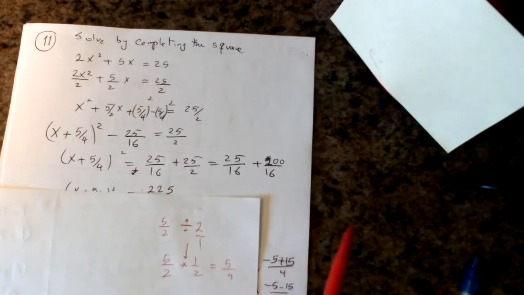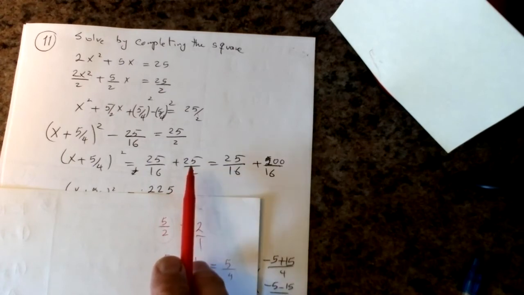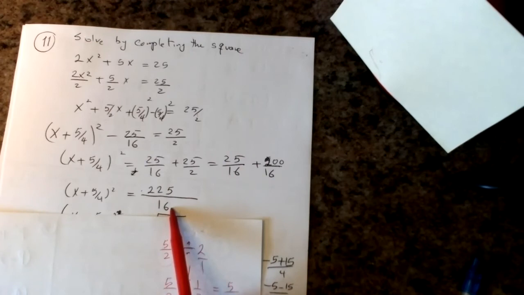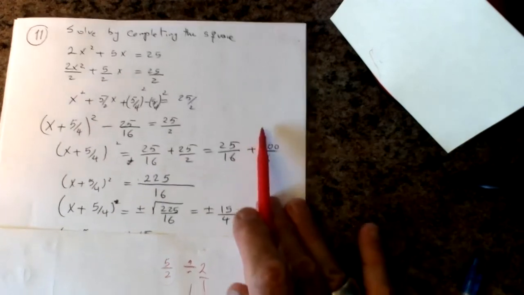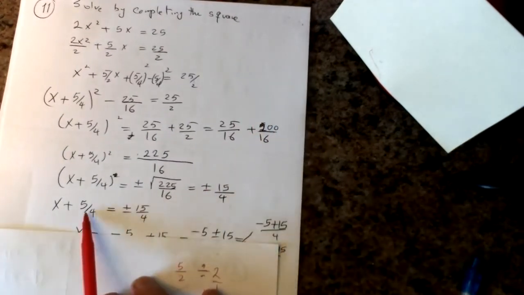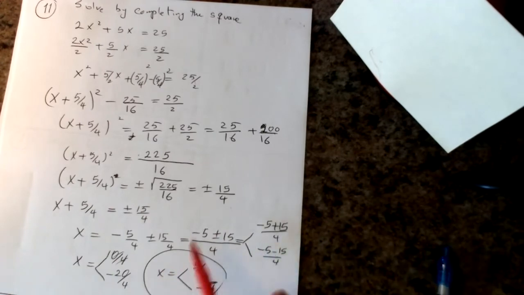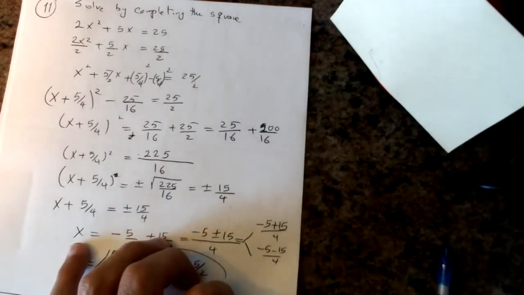The rest is just 16 and 2. You want this to be 16, so multiply this by 8, this multiplied by 8. Take a square root of both sides. And then we move this to the other side and so on. So this all is just the algebra and how to do the calculation for these problems.